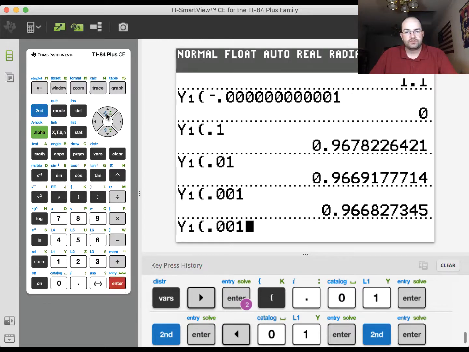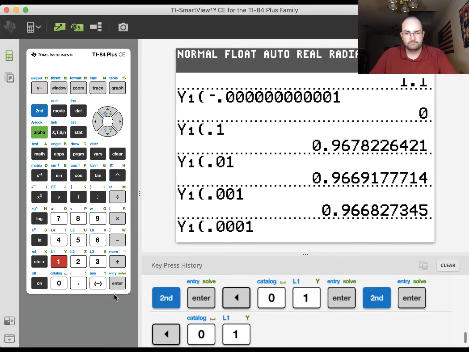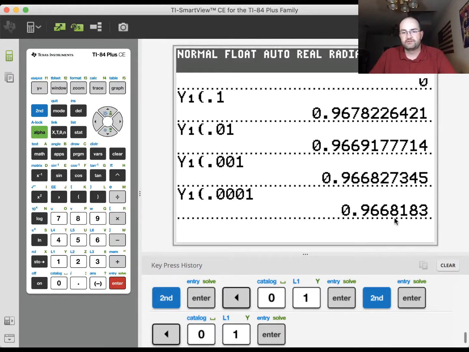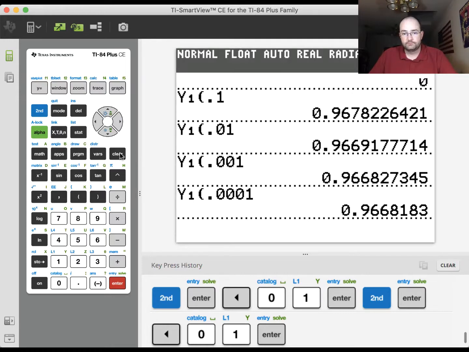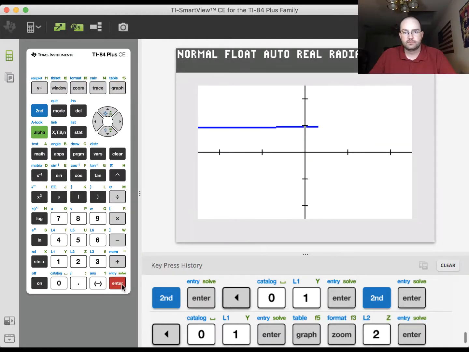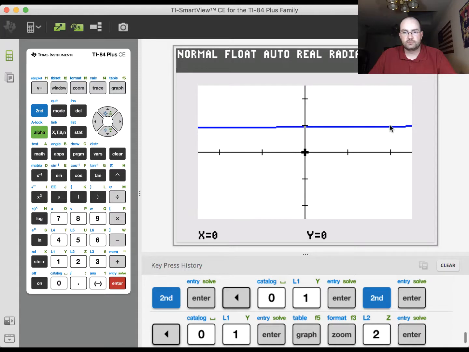And let's go one more just to verify that the next number should be an 8. So it gives me, with 0.0001, 0.9668183. In fact, that one may even be wrong, but I wanted to verify that that was in fact an 8 right there. That's good. Alrighty. Well, that's actually a really good thing. So if we go back to the table, or the graph here, let's go ahead and zoom in. Yeah, you can kind of see it doing its thing there.